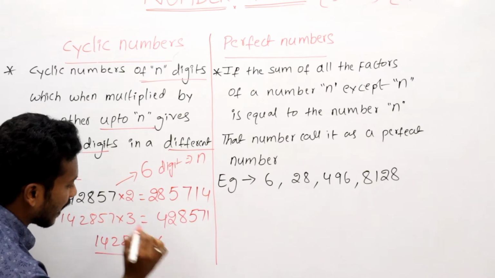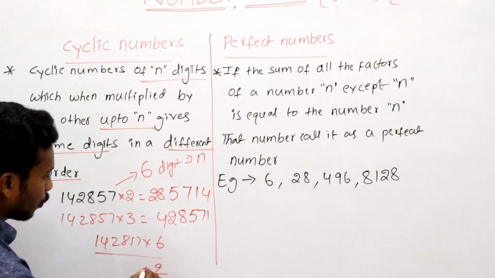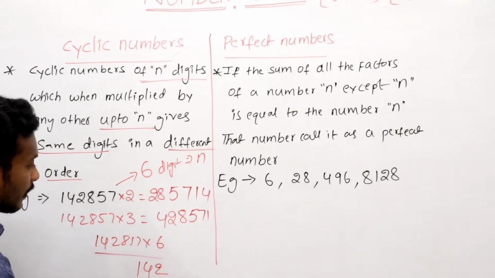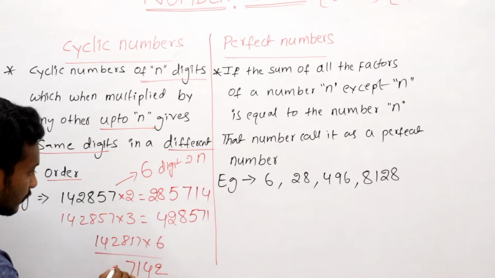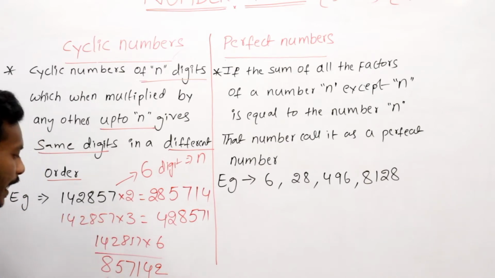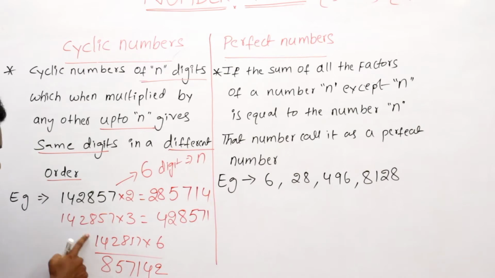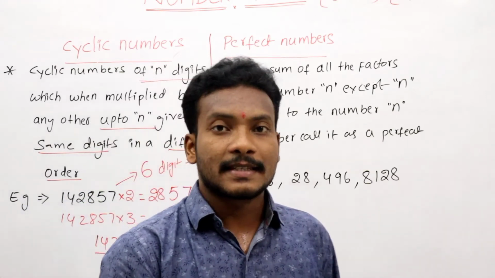Now 142,857 into 6. I am checking this one. 142,857 into 6. That is 2, 14, 11, 16, 1, 17, 2 2s... 4 plus 1, 5, 4 2s are 8. That is 857142. Look at here, 1 4 2 8 5 7. This is the meaning of a cyclic number.